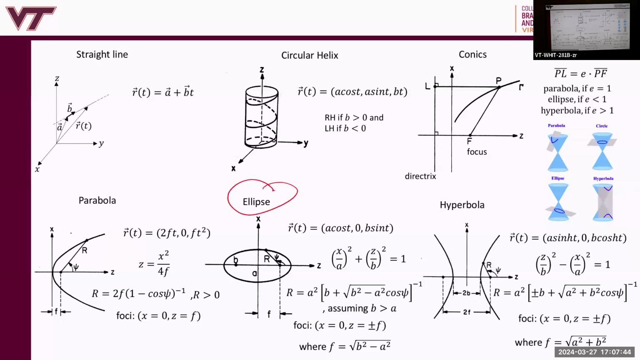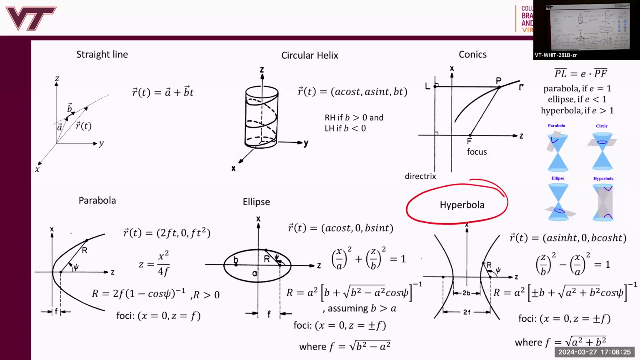Okay, or an ellipse. Ellipse is r of t equal to a cosine t, 0, b sine of t, right? If the ellipse is in the xz plane. So it's the same as the circle, except now we have a and b different instead of just a and a. Or this is the Cartesian parameterization of it. Or this is the polar parameterization of it here. So there's a bunch of different parameterizations, right? Ellipse have two foci at plus or minus f, and f is given by this expression here. All right. And then there's a way to calculate the eccentricity of this as well if you need to.